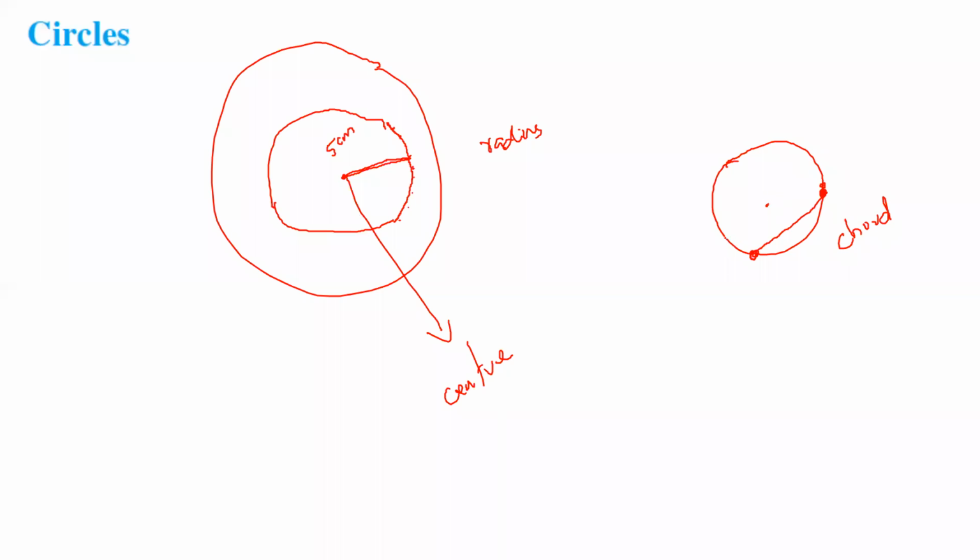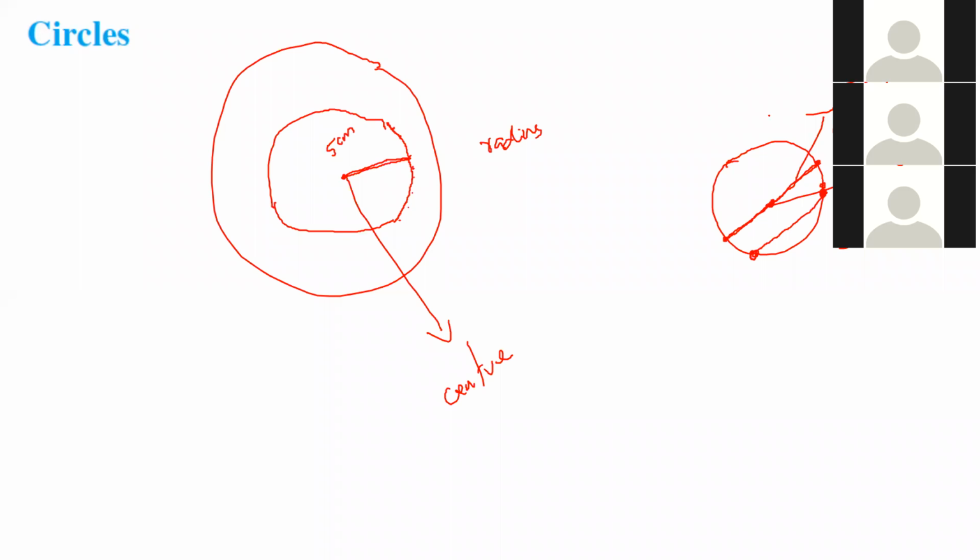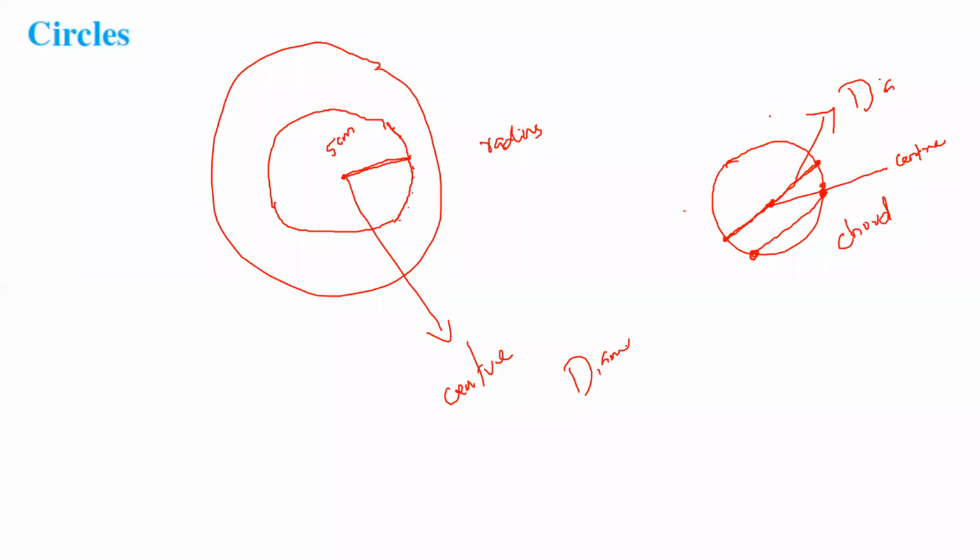Look, I'm considering 1 point here on the circle and another point here on the circle. Again, if I join these 2 points, we will get a chord. What is the speciality of this chord? This chord passes through the center. This is a chord passing through the center. This chord has a particular name. It is called the diameter of the circle.